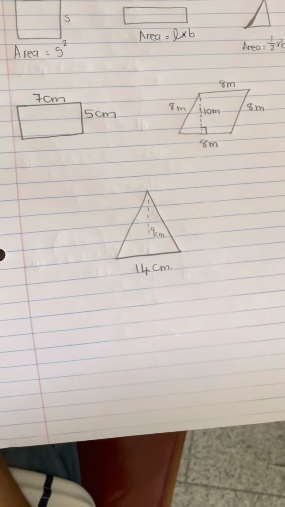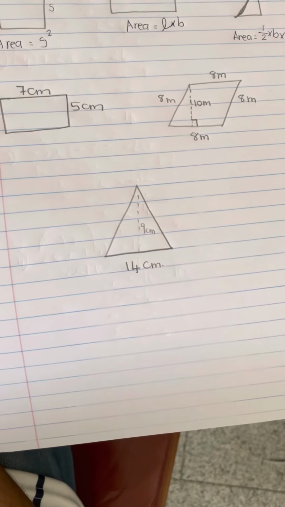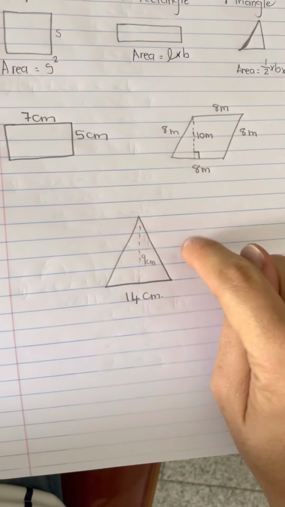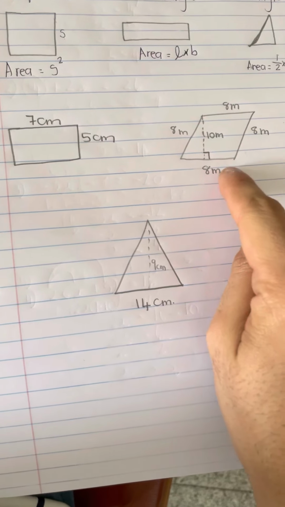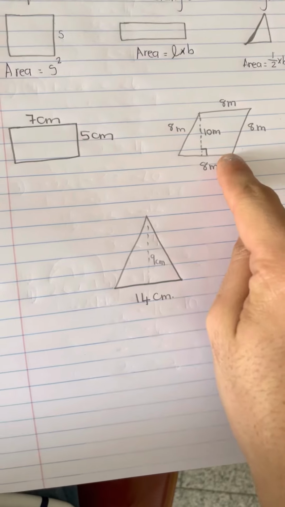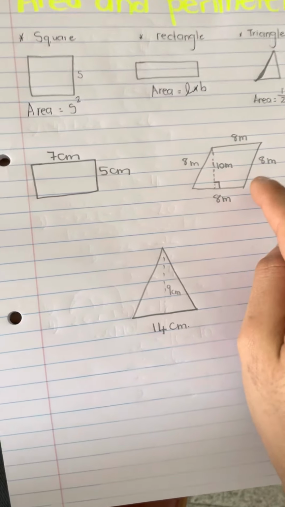Over here, I have three simple examples of a rectangle, a rhombus, and a triangle. Now you might ask me, sir, why do I have a rhombus here? You didn't tell us how to calculate the area of a rhombus. I will show you how to do so now.